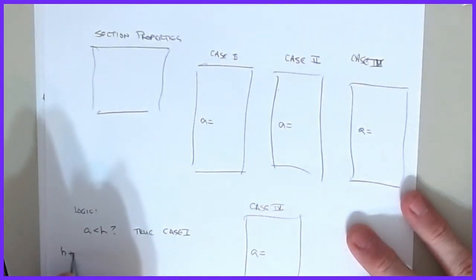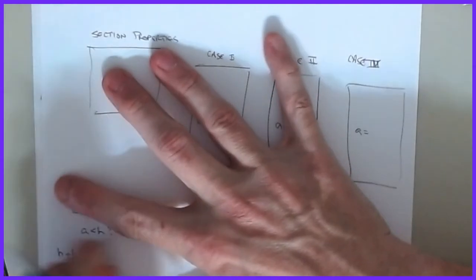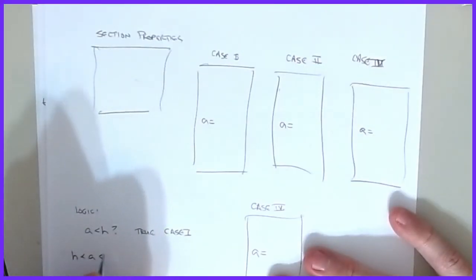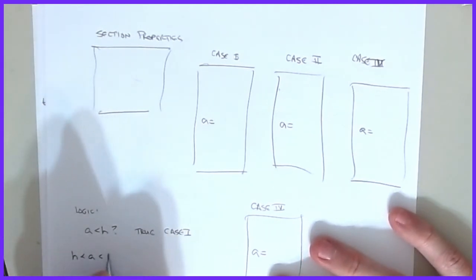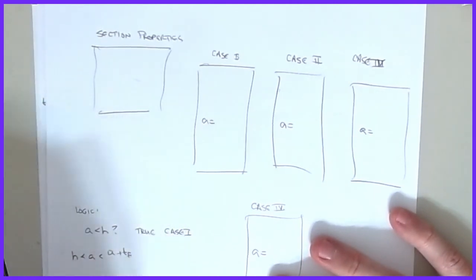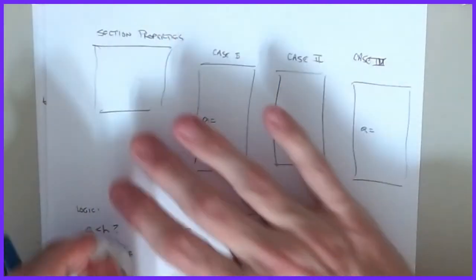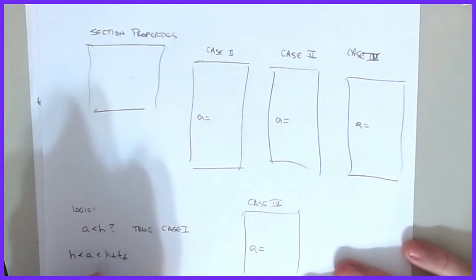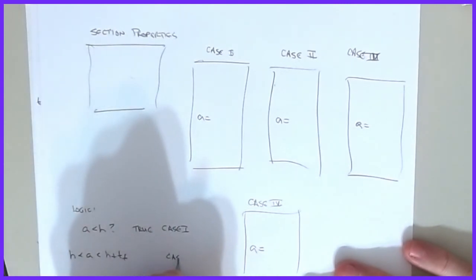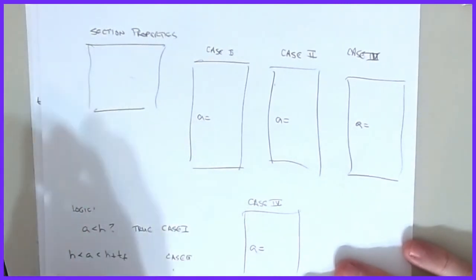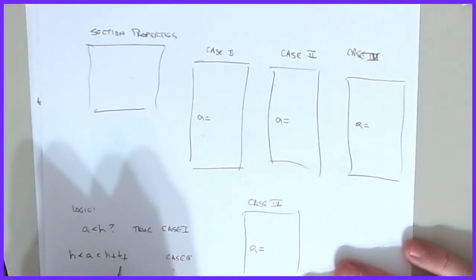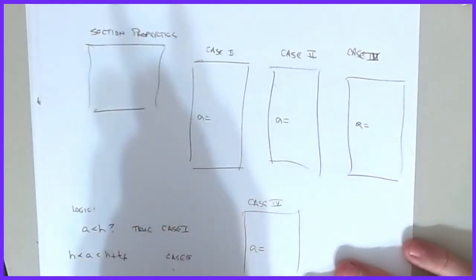If H is less than A is less than H plus TF, then I know that's case 2. And so on and so forth. You just take the A value down here and compare it against these hard numbers that you know based on the dimensions of this thing, and you'll know exactly which one it is.